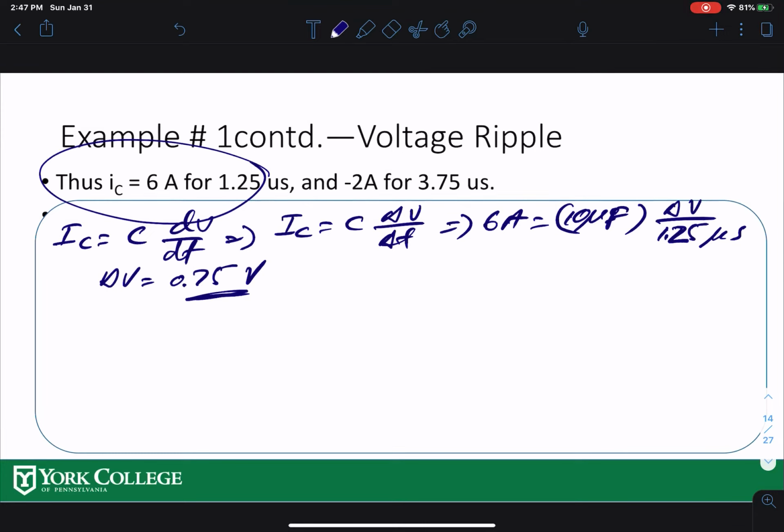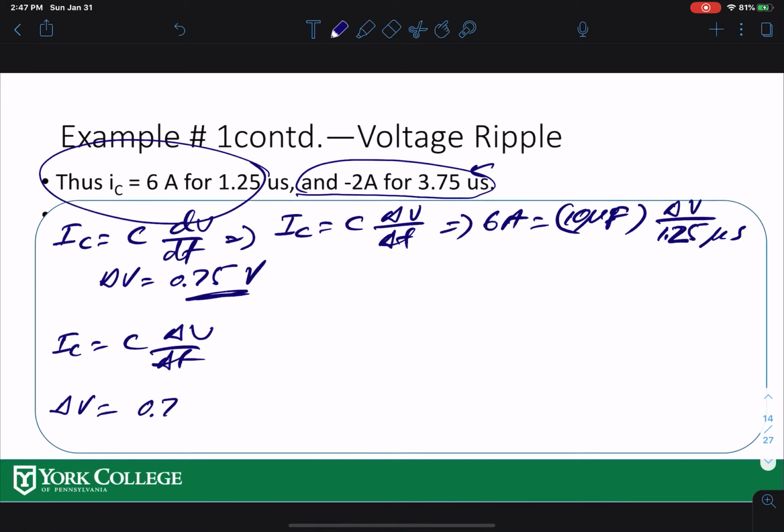You should get the same answer when you use this one. If you try that, it will be the same equation, IC equals C delta V over delta T, right? Your delta T is 3.75, the slope is negative, IC is negative 2 amps, and C you know, so delta V over here should also be 0.75 volts. You should check it. All right. So now, this is the calculation for both currents and for both switch turn on and off.